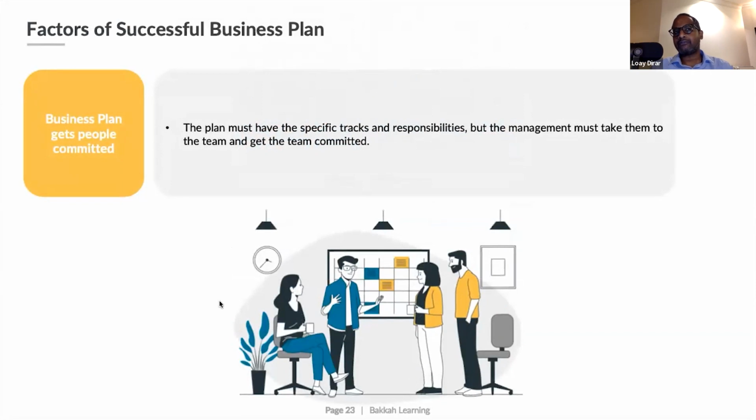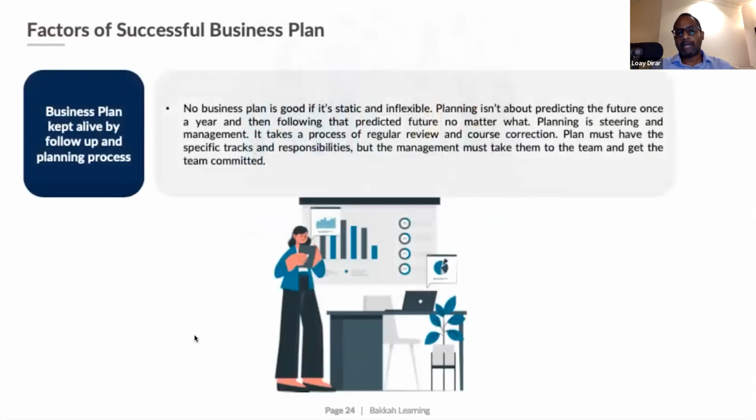Okay, another factor for successful business plans is that a business plan gets people committed. Definitely, once you develop a business plan, top management will be involved, investors will be involved, and those who are going to be in charge of implementing your business plan will be highly committed to backing your idea.